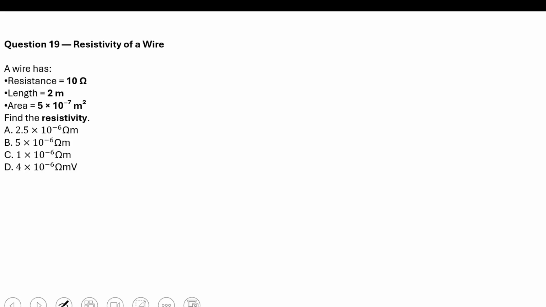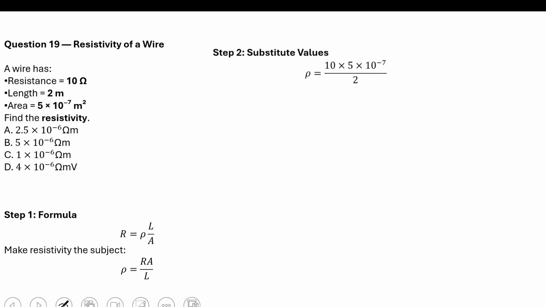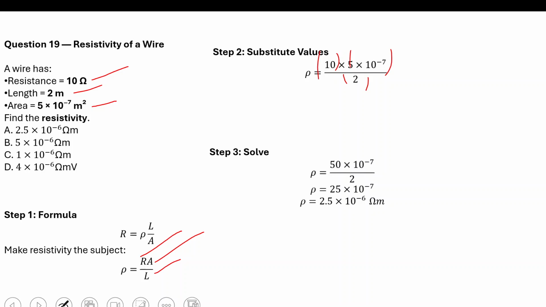So number 19 is talking about resistivity of a wire. It says a wire has resistance 10 ohms, length 2 meters, and cross-sectional area 5 times 10 to the power minus 7 meters square. Find the resistivity. So the formula R is equal to resistivity times L over A. So we can make resistivity the subject of the formula. We plug in the values from the parameters that we have. R is 10, A is 5 times 10 to the power minus 7, and L is 2 meters. So just do the math, and I'll be getting 2.5 times 10 to the power minus 6 ohm meter.